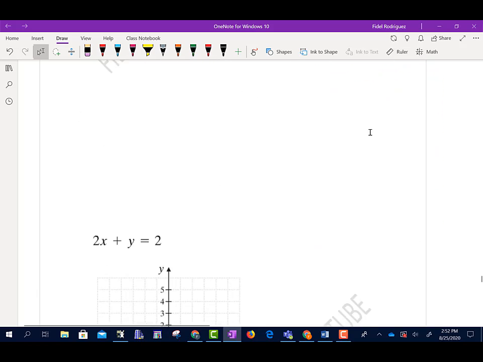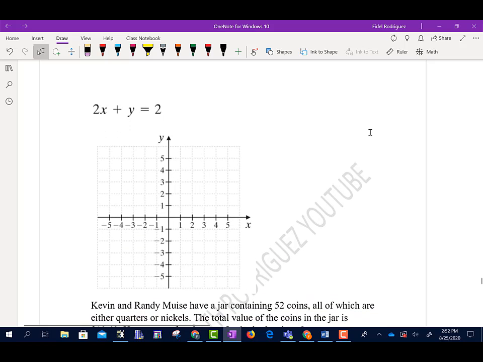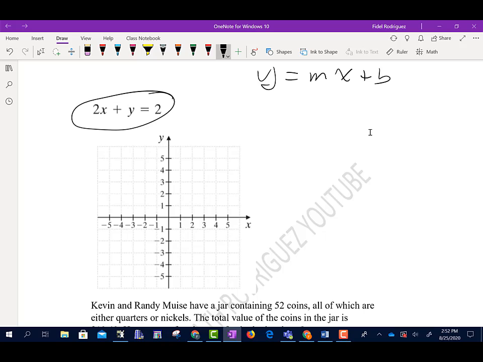Right, let's see. Okay, let's try this next one here. First I'm going to do y equals mx plus b. If I look at this equation, it's not in the right form. So let me write 2x plus y equals 2. I want to solve this equation for the letter y. So guys, I'm going to take this 2x term and bring it over. When I cross the equal sign, this is going to go from a positive to a negative.